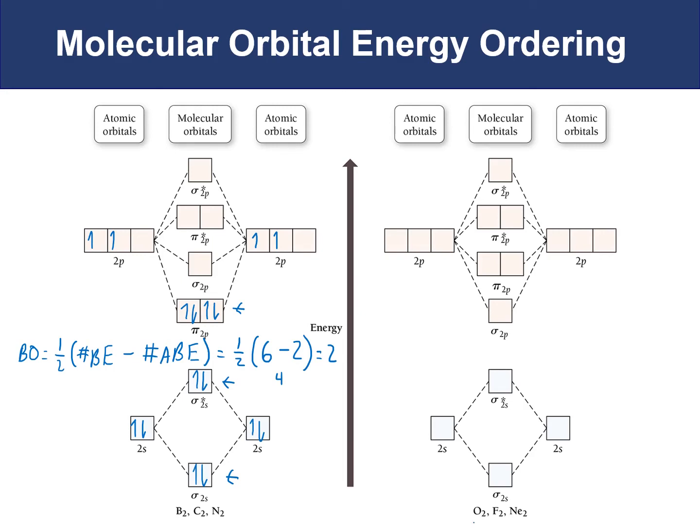For oxygen, let's look to see what we have. For oxygen, the electron diagram would be 2 sets of s. Oxygen has 6 valence electrons.